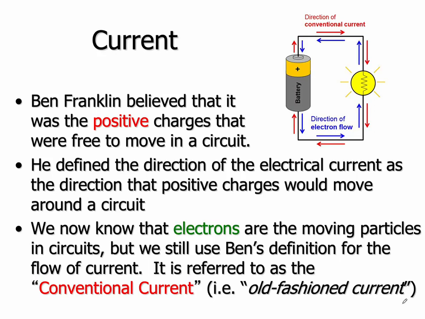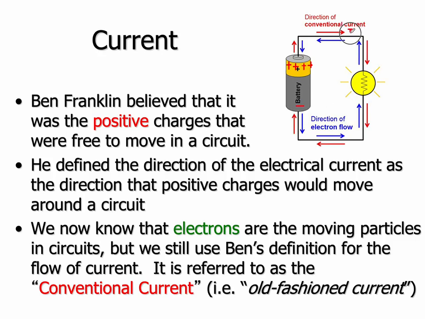Electrical current. Just real quick note, Ben Franklin was one of the first experimenters with electricity, and he actually thought, this is long before electrons were discovered, that it was positive charge that flowed around the circuit. He thought the positive end of a charged object had an excess of positive charge, and the negative end had a deficit of positive charge. So he thought that positive charge flowed around the circuit from the positively charged object to the negative pole of the battery, which was missing that positive charge.